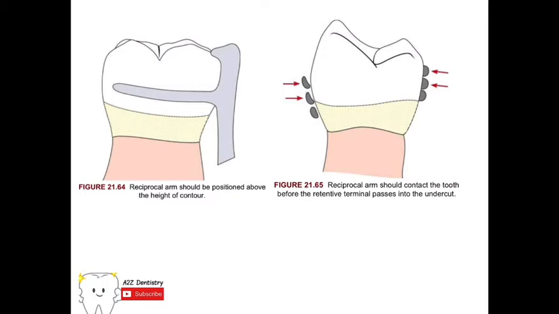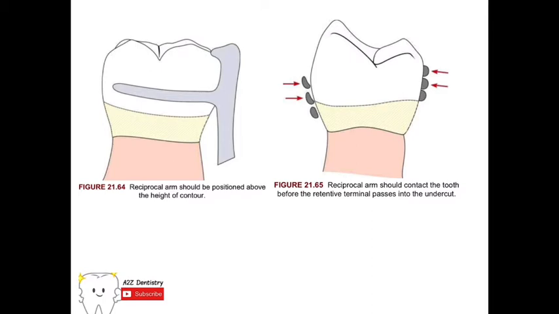This is very necessary because we need this to withstand the lateral or horizontal forces. Therefore, we must place this above the height of contour as depicted in this figure, right? Now, in the adjacent figure, what it is depicting is that the reciprocal arm should always contact the tooth before the retentive terminal passes into the undercut.